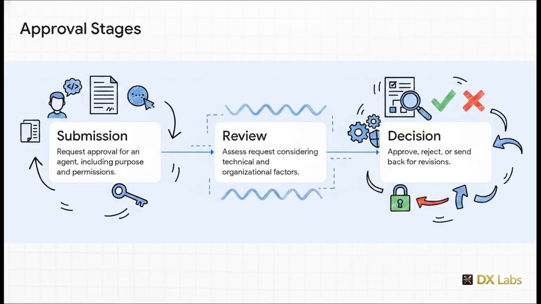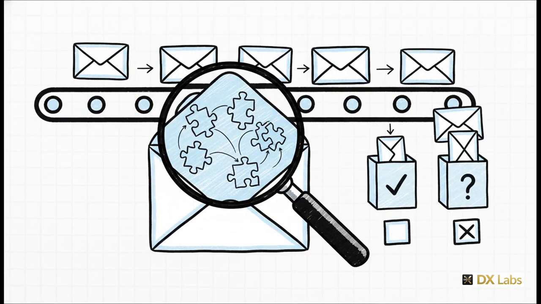The approval flow actually follows 3 distinct stages you need to know. First, submission. This is where a developer requests approval, detailing the agent's purpose, the intended audience, and most importantly, the permissions it needs. Second, review. Administrators and compliance officers assess the technical risks and organizational factors. And third, decision. You either approve the agent for deployment, reject it outright, or send it back for revisions. So, to actually process these requests, you step into the mailroom, which is the Microsoft 365 Admin Center.